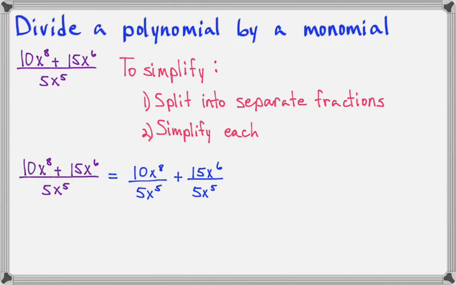10 divided by 5 will be 2, and x to the 8th divided by x to the 5th will be x to the 3rd. On the second term, 15 divided by 5 will be 3, and x to the 6th divided by x to the 5th will be x to the 1st. Of course, we don't have to write the 1 on the x. When the exponent is 1, we don't have to write it.